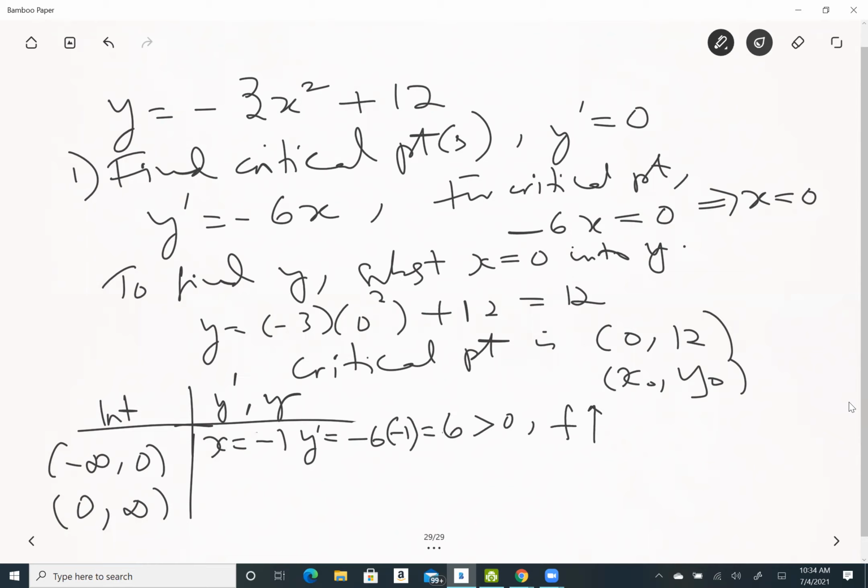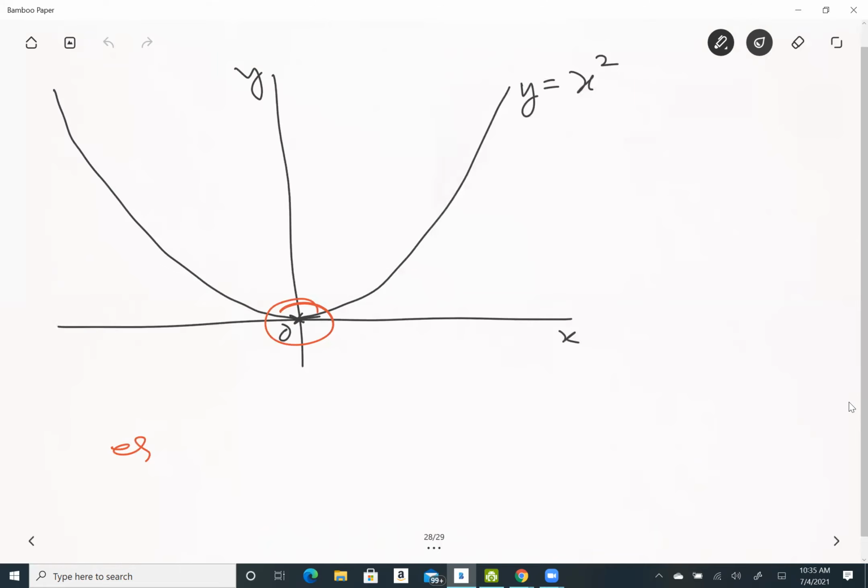Now the other interval, we use x equal to 1, y prime equal to negative 6 multiplied by 1, that is equal to negative 6. That is negative, less than 0. The function f would be decreasing. So you'll see here, on the left, it is increasing. On the right, it is decreasing. So you can now intuitively imagine how the curve looks like. So I draw on the same graph.